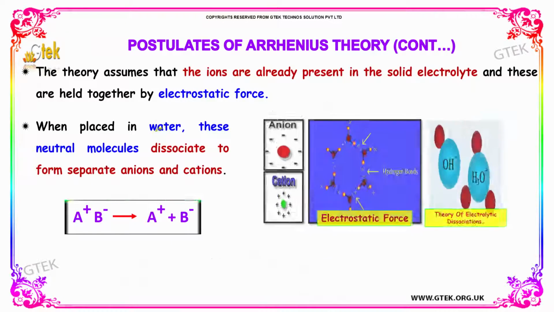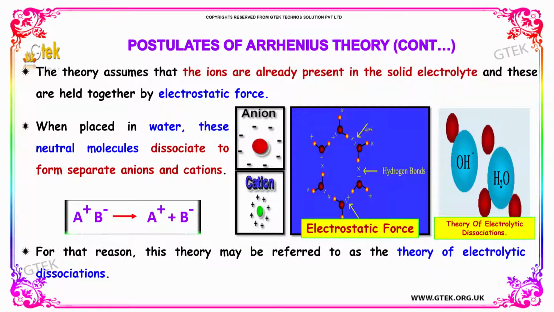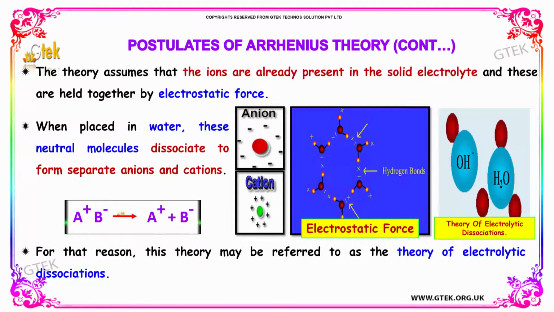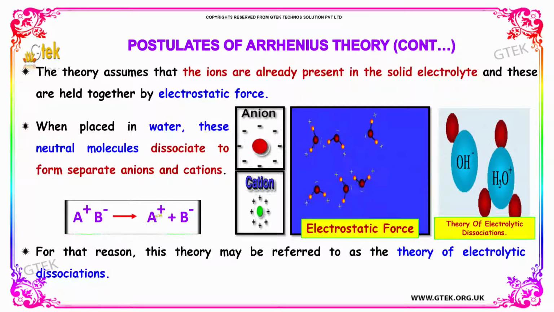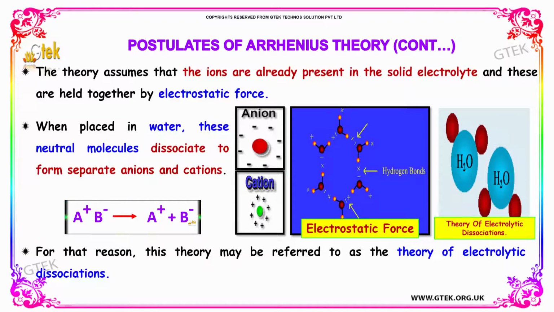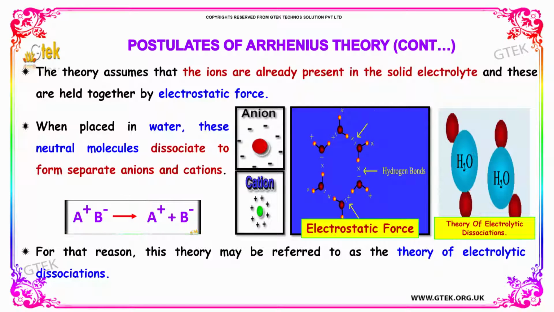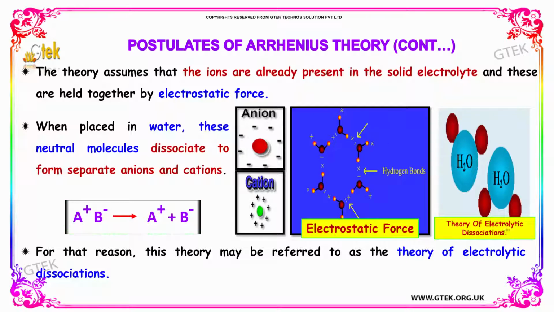The theory assumes that the ions are already present in the solid electrolyte, and these are held together by electrostatic force. When placed in water, these neutral molecules dissociate into anion and cation. So the positive is cation and the negative is anion. For that reason, this theory may be referred to as the theory of electrolytic dissociation.